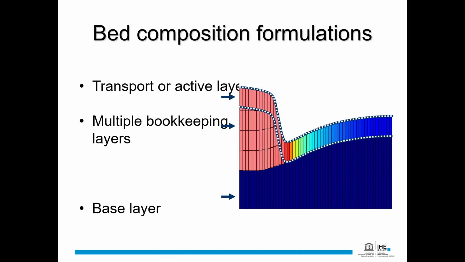So this is more or less an example of a simulation, and you can see that we have a base layer, we have multiple bookkeeping layers, and we have an active layer. And this is the shape of the bathymetry at the time of this picture. Each of these bookkeeping layers may have different percentages of different sediment fractions mixed there. When you do the exercises, you will see the results better and you will understand it most probably a bit better.